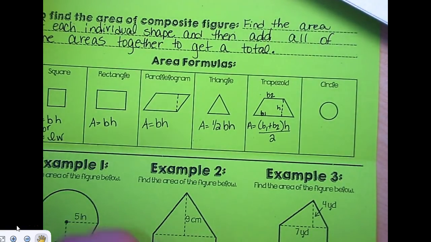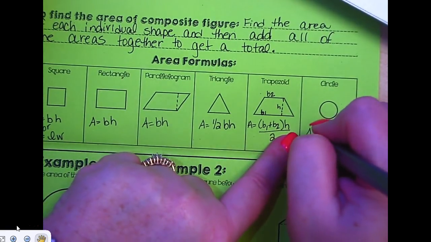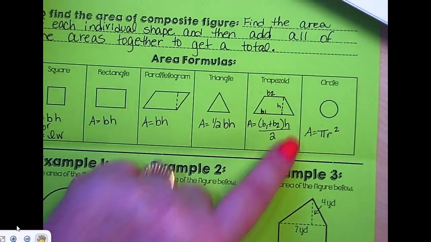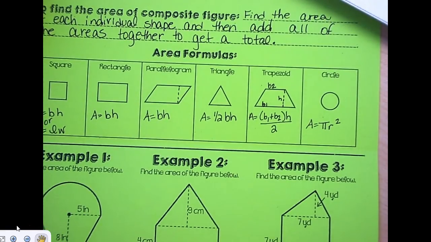All right, the last one, circle, we just learned that. Area equals pi r squared. And what do we use for pi? 3.14. R, what is the R? The radius, that's half of the circle, right?